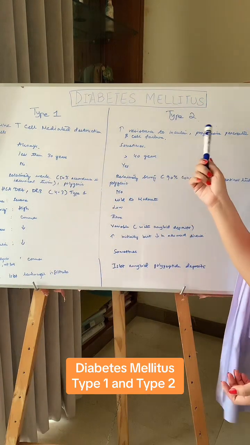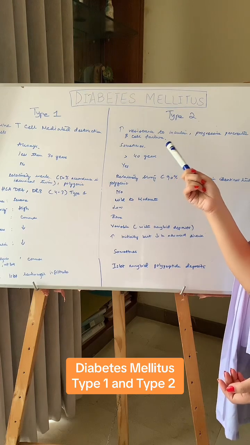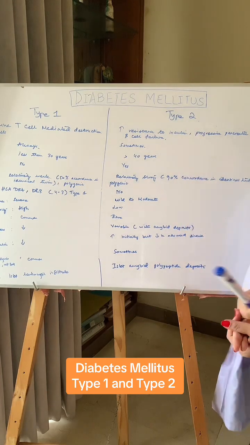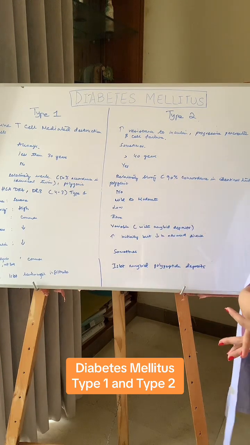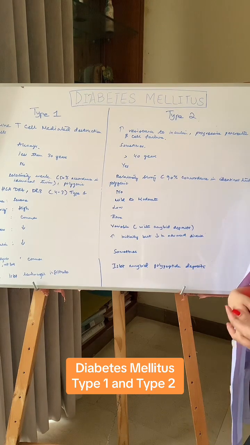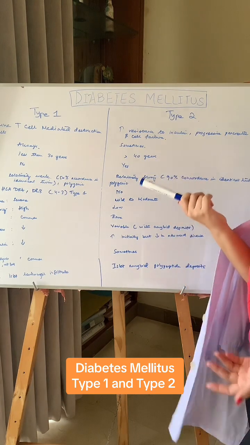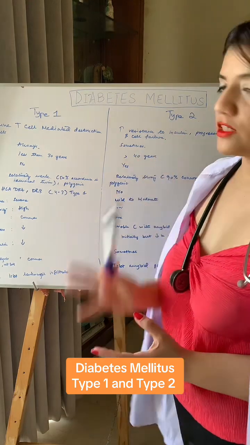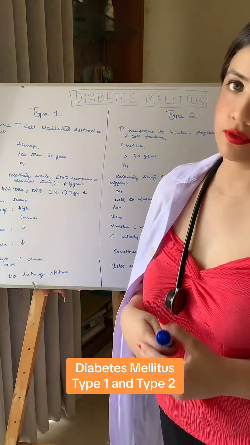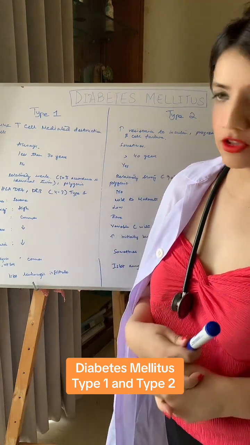And then we have type 2 diabetes, where sometimes you require insulin because the insulin resistance is very high and the sugars aren't controlled with medicines. Then you require insulin, but sometimes you don't need it, right? It is manageable with oral hypoglycemic agents.